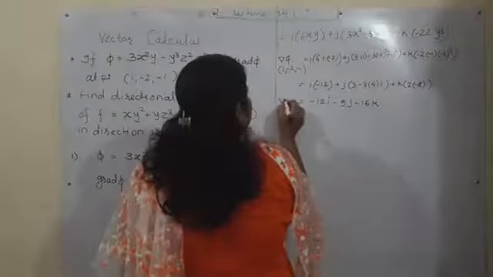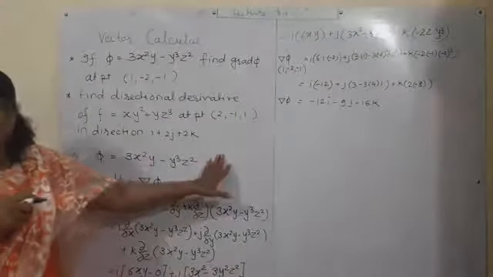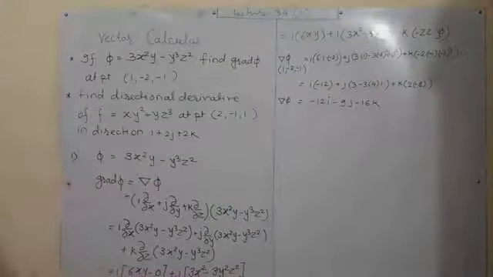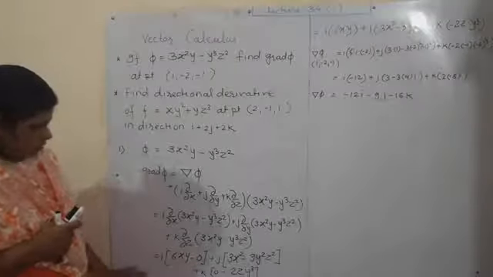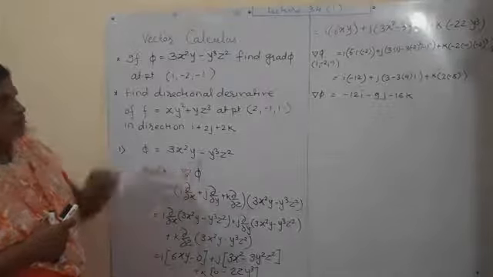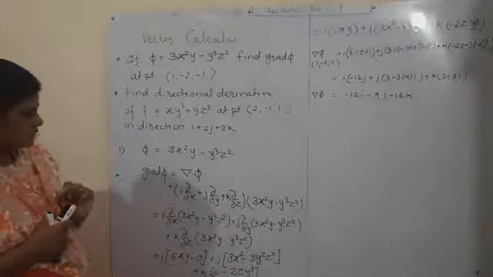So that is our grad of phi. So observe it carefully one more time, then we will continue. Observe this problem carefully. The grad of phi we get: minus 12i minus 9j minus 16k.